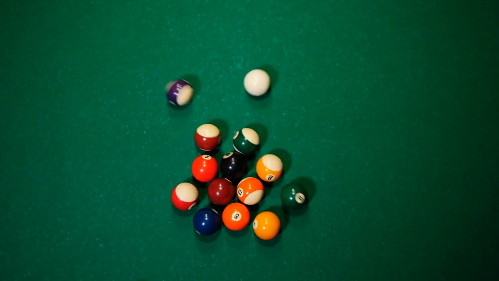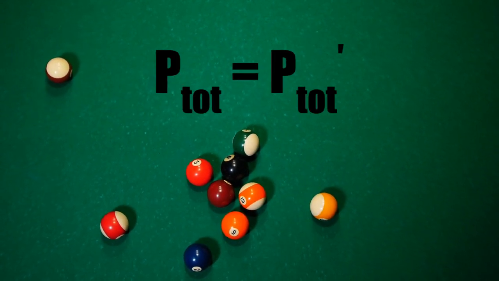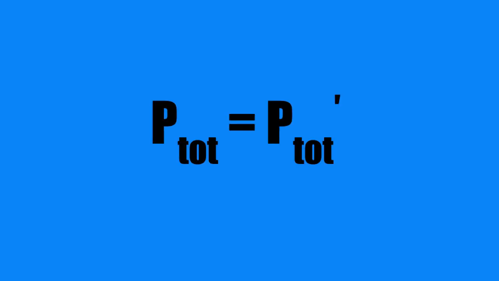2D collisions are very similar to 1D collisions because momentum is conserved. The only difference is that there is now an x and y axis. That being said, it is still the same formula: momentum before equals momentum after.